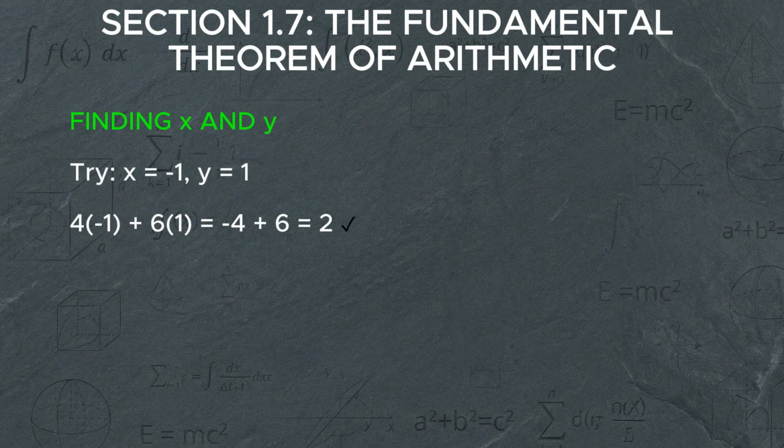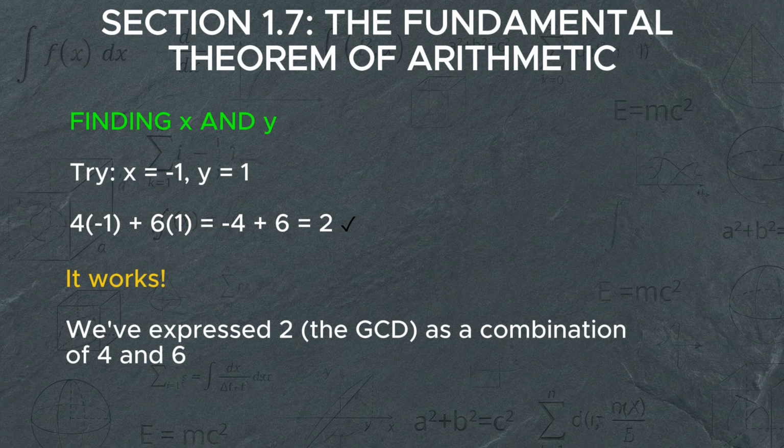Let's try. If x equals -1 and y equals 1, then 4 times -1 plus 6 times 1 equals -4 plus 6, which equals 2. It works! We've successfully expressed 2, the greatest common divisor, as a linear combination of 4 and 6. This might seem like a party trick, but it's the foundation for Euclid's lemma.